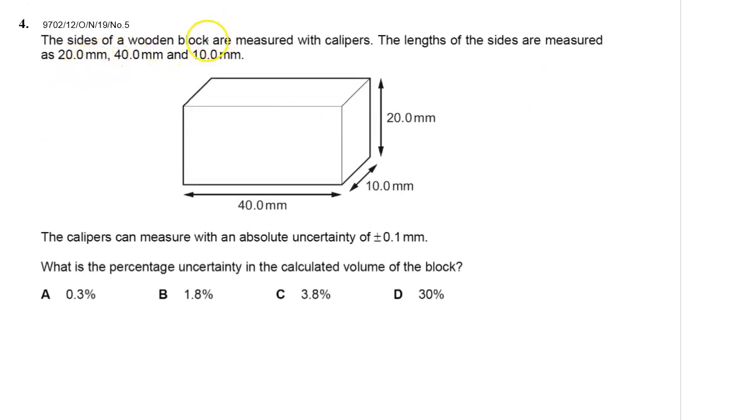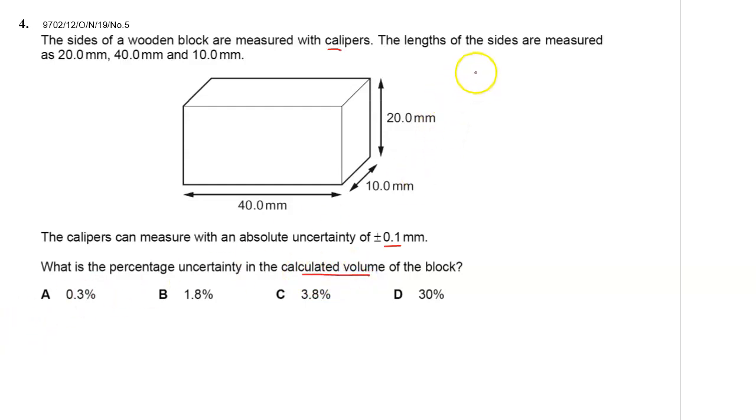The size of a wooden block is measured with calipers. We measure these sides with calipers in millimeters. The lengths of the sides are measured as 20, 40, and 10. The calipers can measure with an absolute uncertainty of plus or minus 0.1 millimeter. What is the percentage uncertainty of the calculated volume of the block?